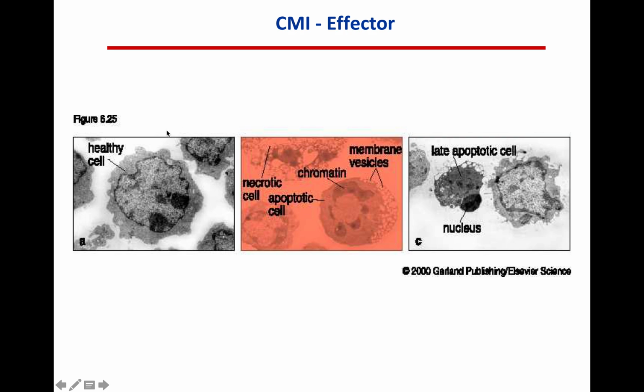So if we look at the CMI effector response, here's a healthy cell. Once the cell has undergone apoptosis through interaction with the T cell, you see the membrane destroyed and the chromatin broken into these pieces. This chromatin over here is normal, big and intact, whereas it's all broken up here. And then in late apoptosis, the cells are just these bodies with pieces of the nucleus, and the membrane is all destroyed.